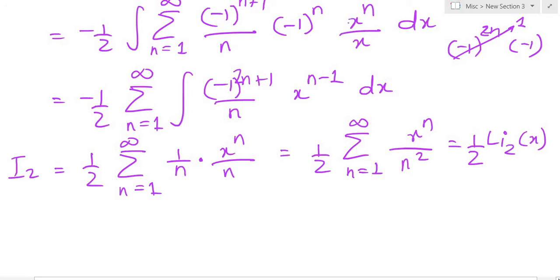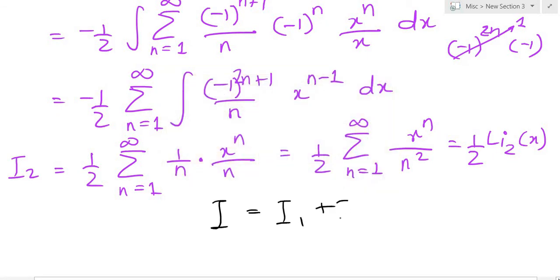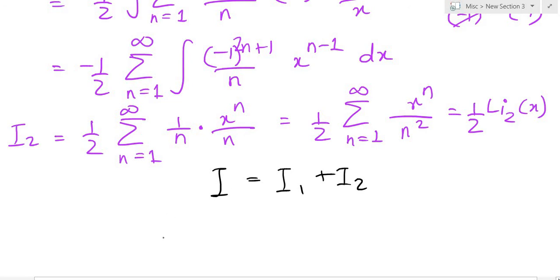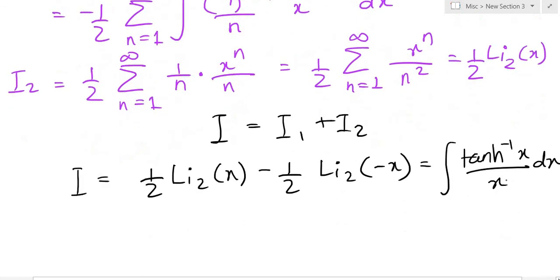Now it's time to plug everything back in. We have I1, we have I2. Let's remember that I was nothing but I1 plus I2. Therefore, I'm going to write the positive part first. So we have I equals half of the dilogarithm of x minus half of the dilogarithm of negative x. And what does that equal, you ask me? It's the indefinite integral of the inverse tanh of x over x dx. Well, interesting result, definitely. And it's going to be useful for us in another video. We can be sure of that.